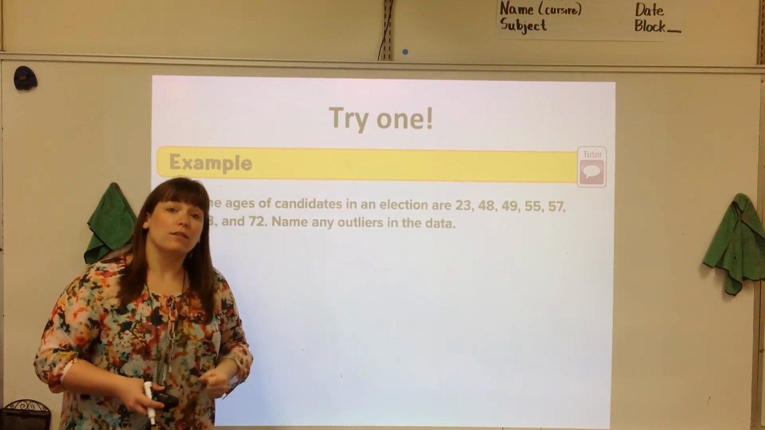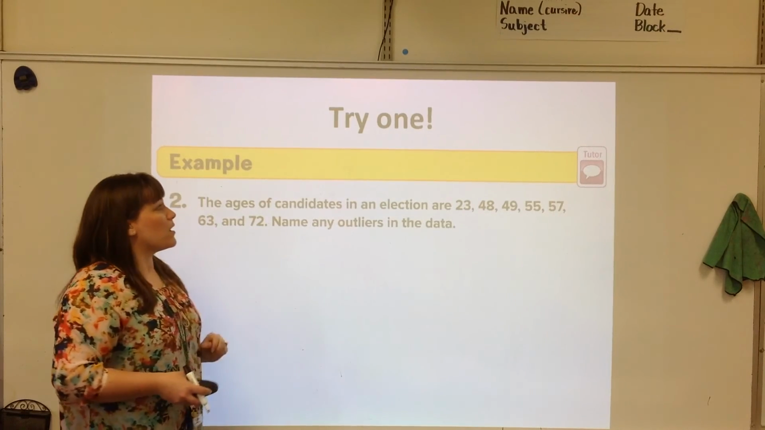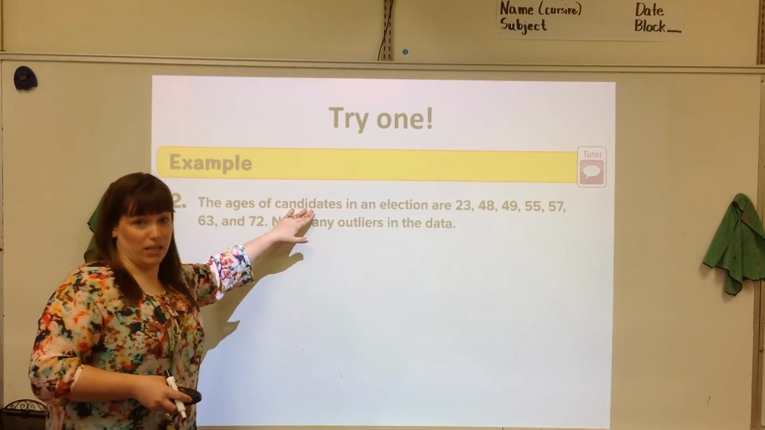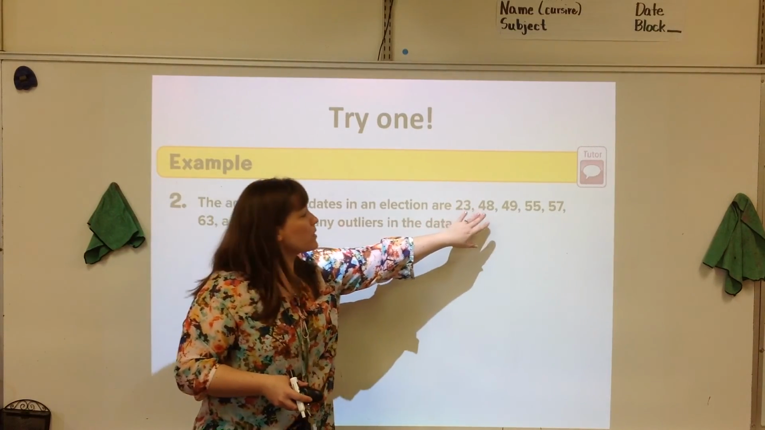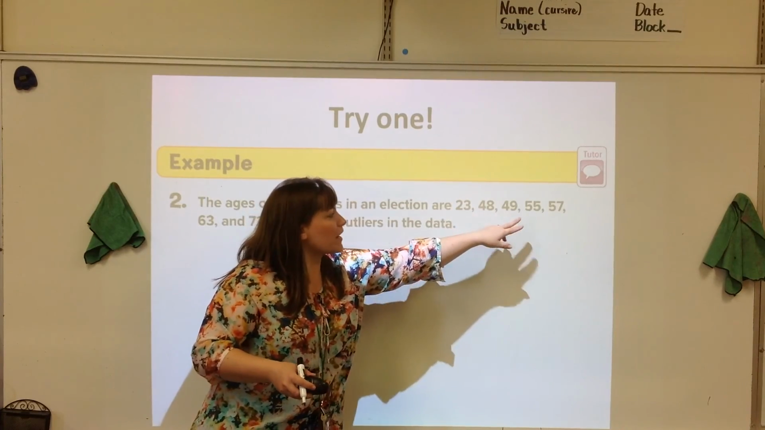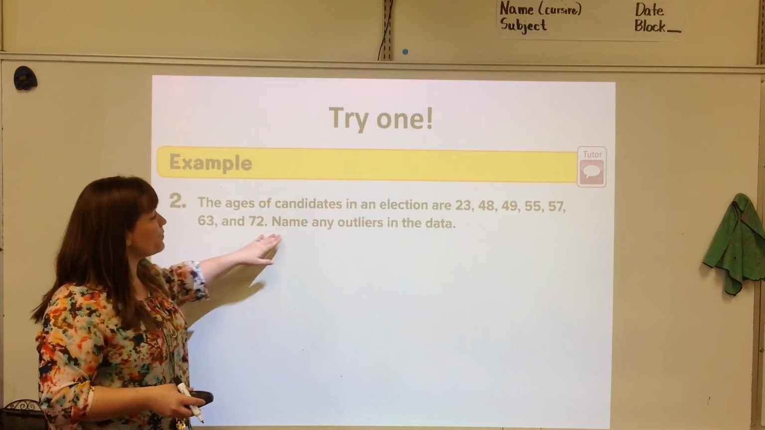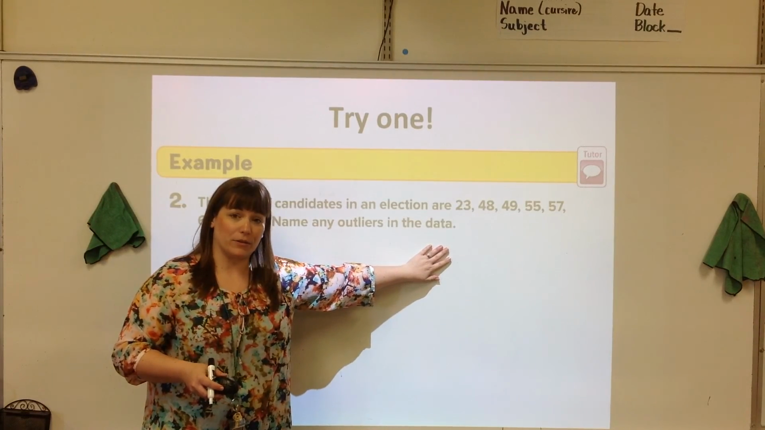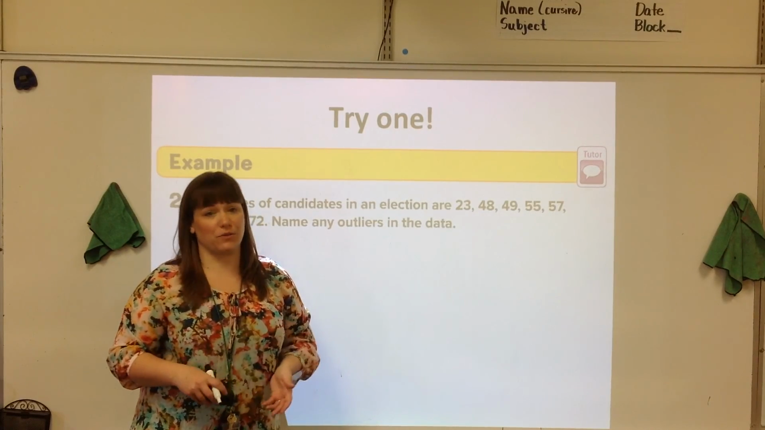My last thing for you to try in this video is an example. Basically, you're having ages of candidates in an election, and the ages are 23, 48, 49, 55, 57, 63, and 72. Your job is to find if any of those numbers are outliers. Good luck. I'll see you tomorrow to practice this and measures of variation.